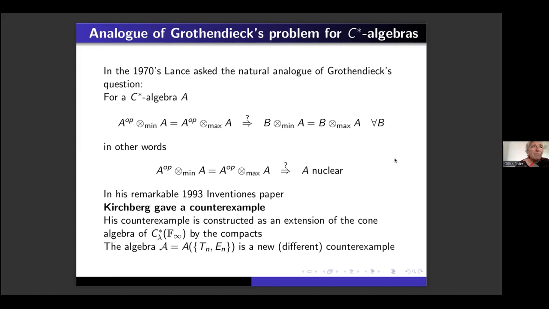So just very much analogous to Grothendieck, except that in the C-star algebra setting, the real natural choice is not so much A tensor A, but it's better to ask this for A opposite tensor A. Actually, the answers turned out to ignore that completely, because the solution to this problem was true for both pairs, A or A opposite. It turned out it didn't matter.